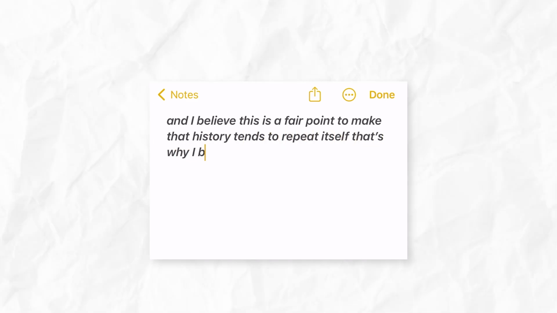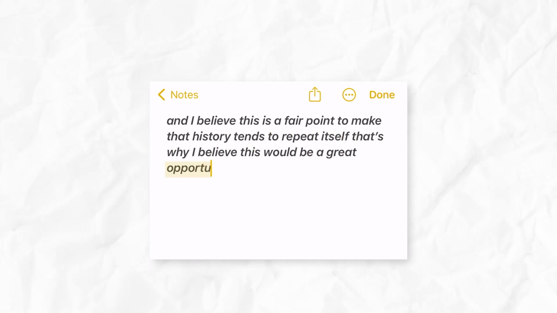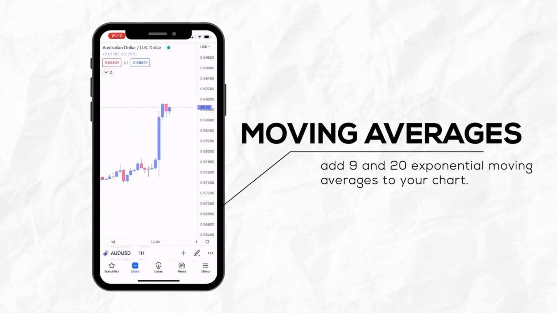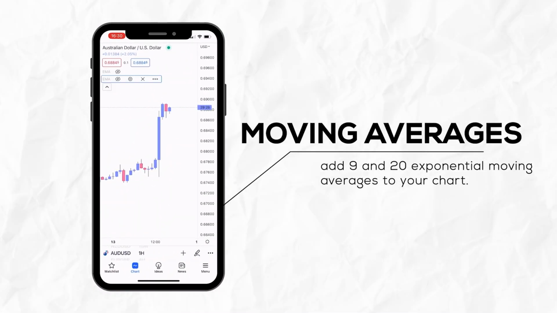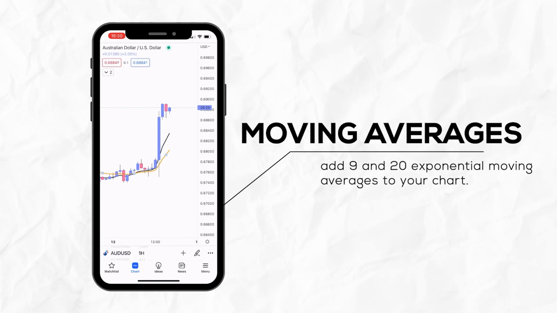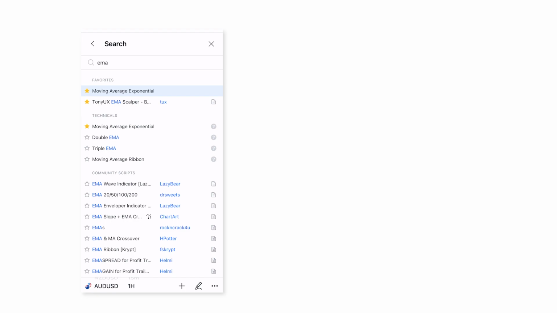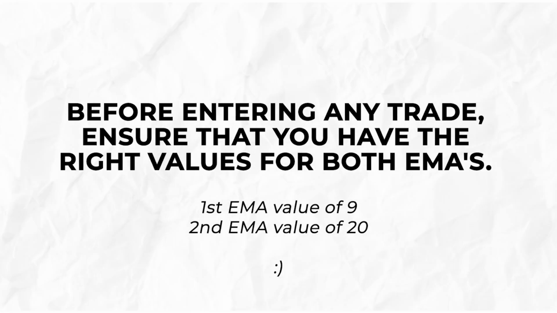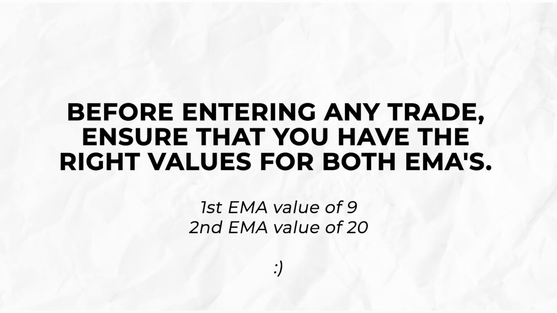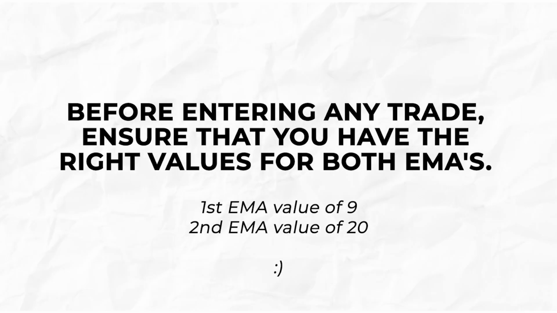And I believe this is a fair point to make, that history tends to repeat itself, which is why I believe this would be a great opportunity to buy. So the main and most important job is done, and now it's time to add 2 exponential moving averages to your chart. You can easily find them by clicking on the indicator section in TradingView, but if you're using MetaTrader 4 or 5, they will be under the navigator indicators section. These moving averages default value is 9, so make sure you don't forget to change the second EMA to the value of 20.